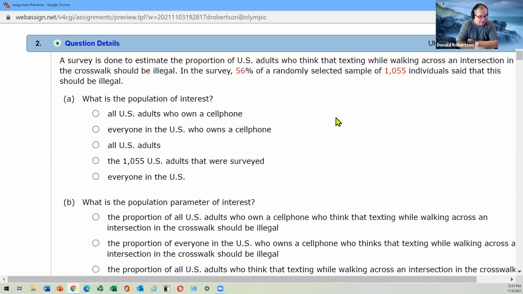Here's a different one. Again, this is review, nothing wrong with review. A survey is done to estimate the proportion of American adults who think that texting while walking across an intersection should be an illegal thing. In a survey, 56% of the 1,055 individuals said it should be illegal. Okay, so in that story, what is the population?